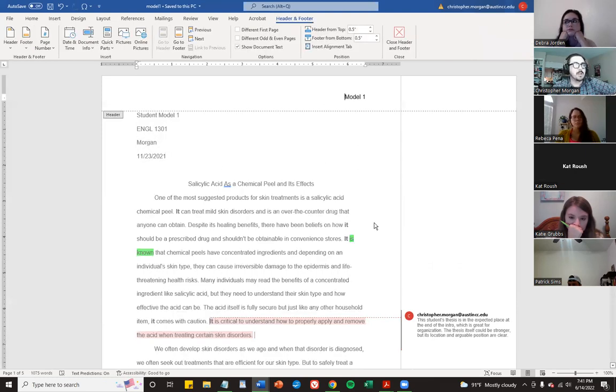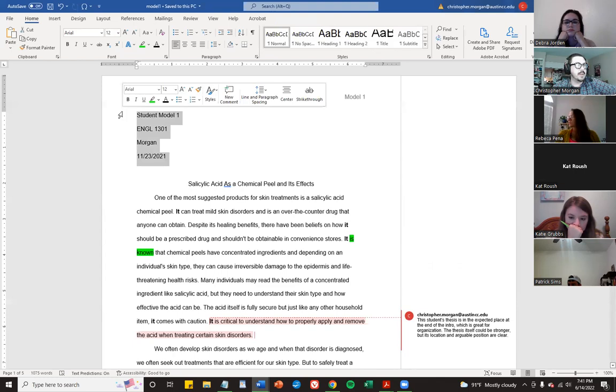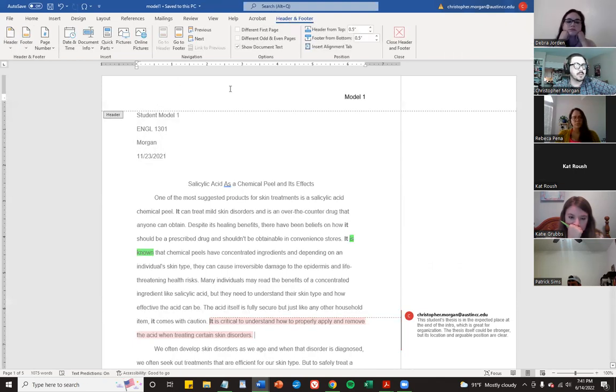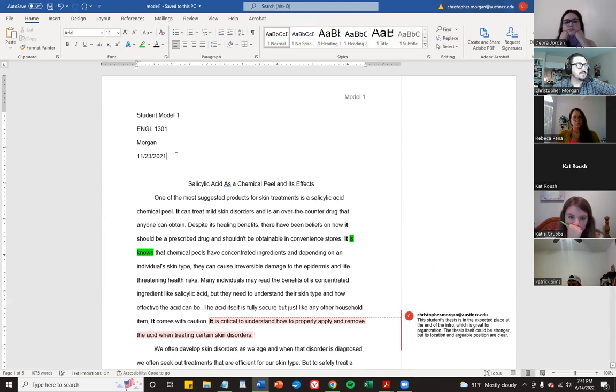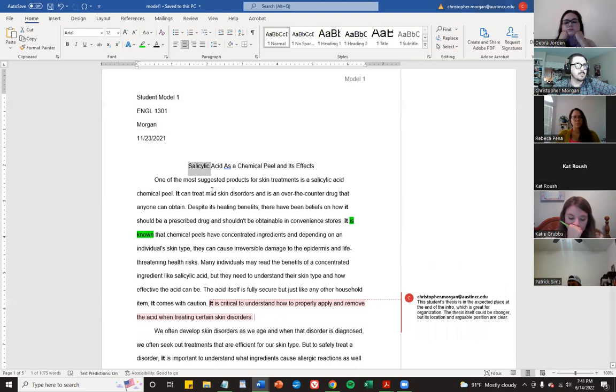It's got a page number up here in the header. Our heading is at the top of the page underneath the header. Please don't put your heading in the header section. You'll know your heading is in that section if you see it on every page of your document. Your heading is up here in the top left-hand corner. It's got a title centered on its own line, and it's using paragraph indention.